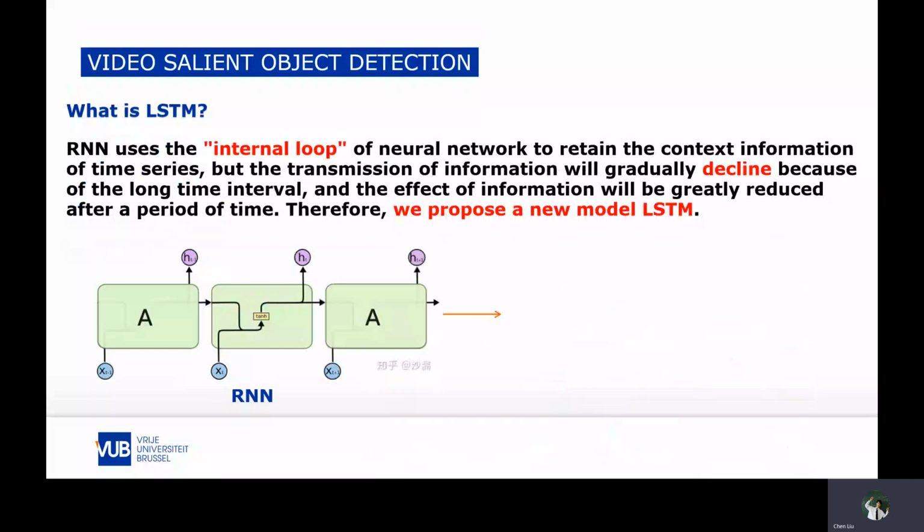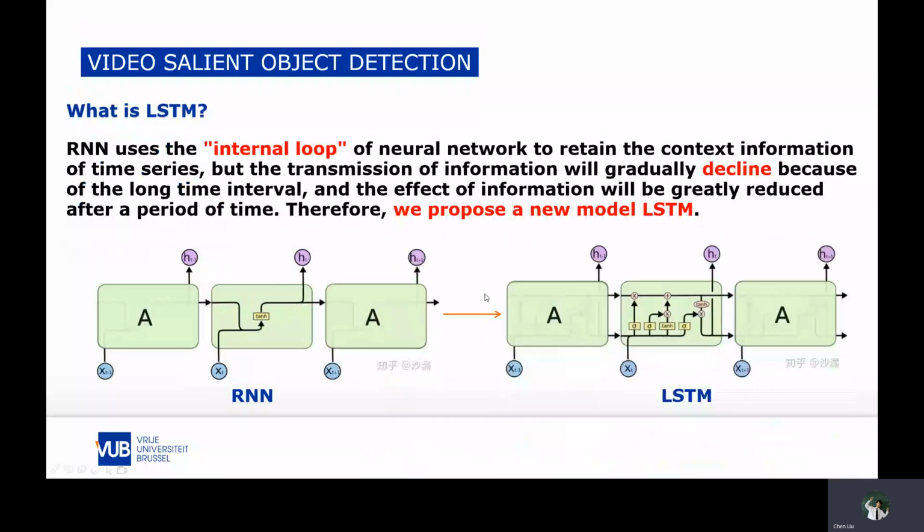In the RNN model, there is only one single neural network layer. You can see from this one, it is tanh. Tanh is the activation function, which leads to low information processing ability. But in the LSTM, we use four network layers, and they interact in a special way. We will introduce it in the later PowerPoint.